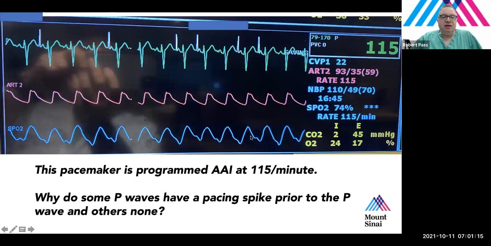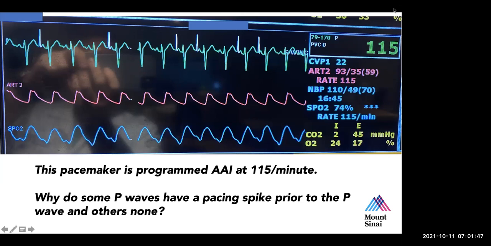This is a patient with a bedside temporary pacemaker. The patient's pacemaker is programmed AAI at 115 beats per minute. You notice that the heart rate is actually 115 beats per minute, but some of the beats have P waves with a big spike in front of them, and some of them do not. Can you give me one or two explanations for why that might be, please?